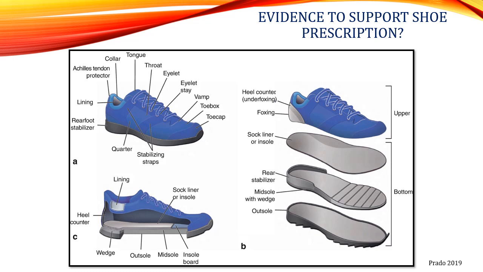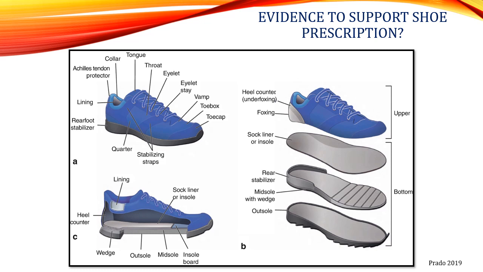You'll also hear about this if you were to speak to an orthotist or someone who specifically prescribes running related footwear. And so I think it's helpful to have some context as to the nomenclature and the definitions of the anatomy of the shoe. In figure B, you see that the shoe can be broken up into an upper portion and a bottom portion. And once again, you'll see that the different portions of the shoe are outlined there.